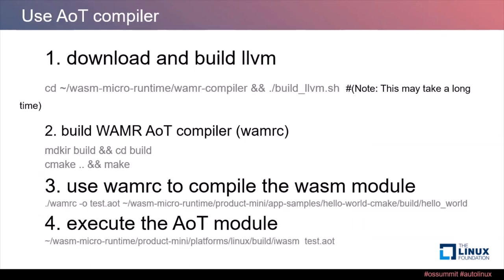To use the AoT compiler, first, you will need to download and build LLVM. Then build the WAMR AoT compiler, wamrc. So when wamrc is available, you can use wamrc to compile the WASM module into an AoT module. Then you can just use the iwasm generated on the previous page to run the AoT module here.